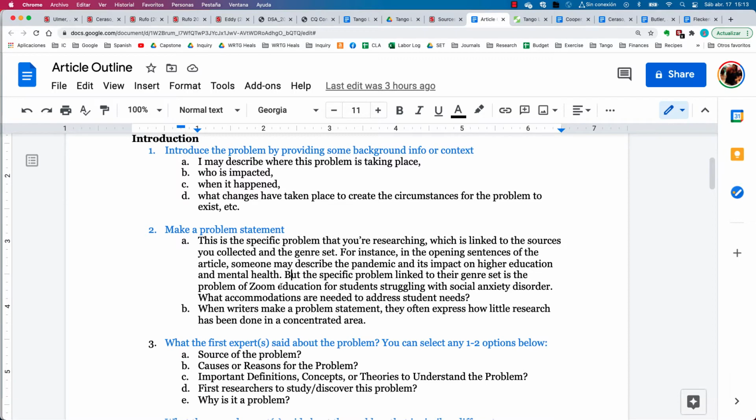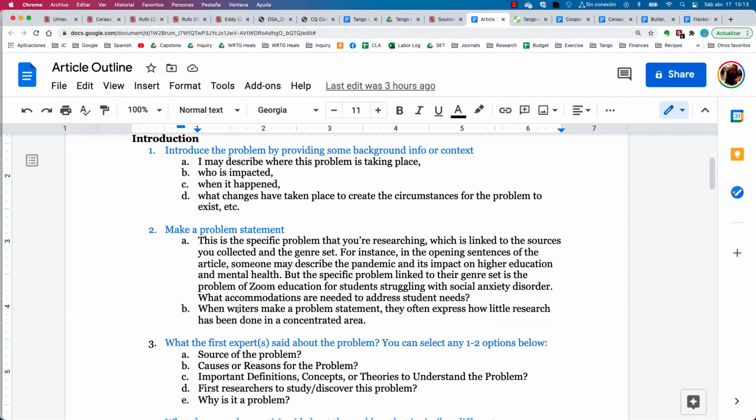So the specific problem that you would be looking at that's actually linked to the genre set might be, for instance, the problem of Zoom education for students struggling with social anxiety disorder. So we first need that bigger picture about the pandemic and higher education that would go into your introduction in order to talk more specifically about what's happening with Zoom education and students with social anxiety disorder. And maybe your question might be what accommodations are needed to address these student needs.